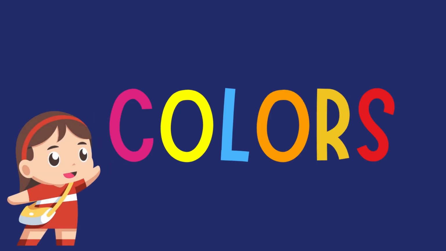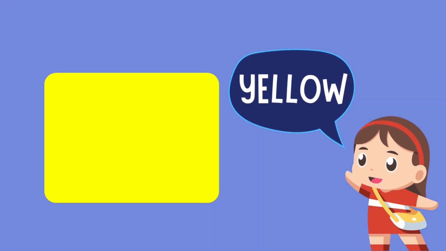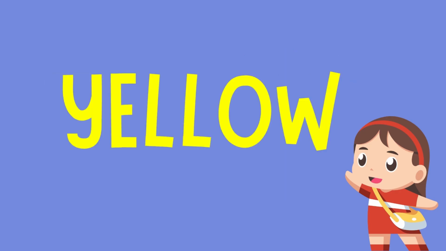In this video, we will learn colors in English. Let's begin. It is yellow. Can you say it with me? Yellow.